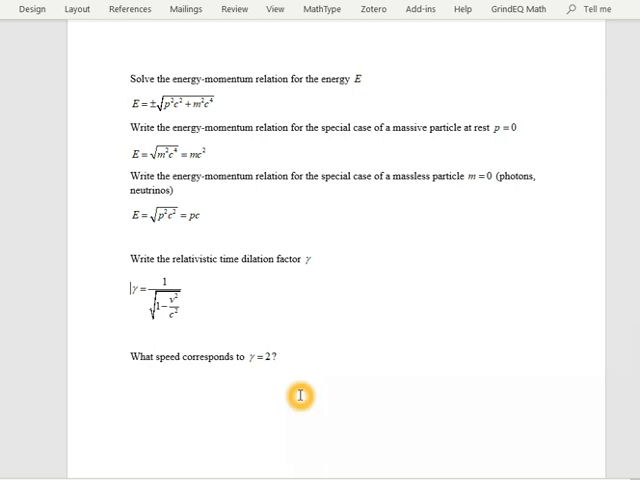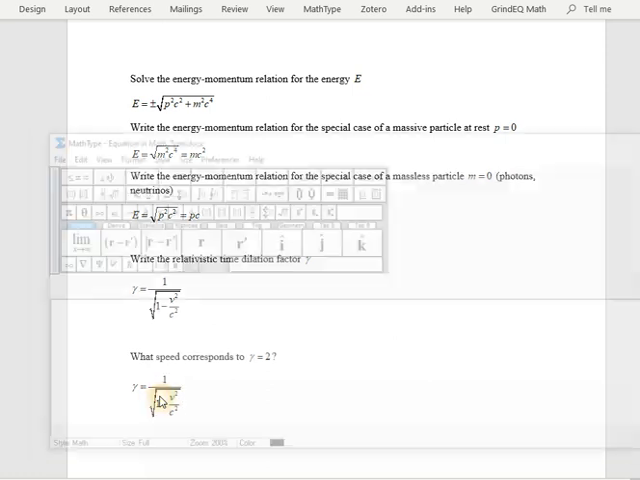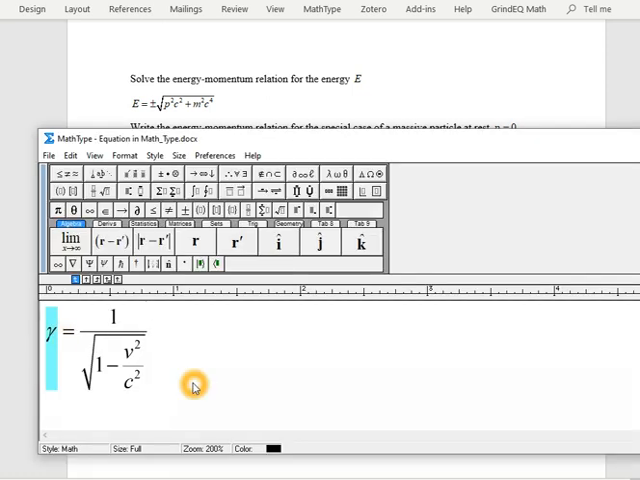Next, we want to find what speed corresponds to gamma equal to 2. So I'm using MathType not only to write expressions, but also to do algebra. It's not as fast as doing algebra on paper. So we select gamma equal to 2. Next we want to square both sides of this expression. So if I square both sides, that becomes a 4, and this square root goes away. So I simply write what's inside of the square root, and I copy and paste it.